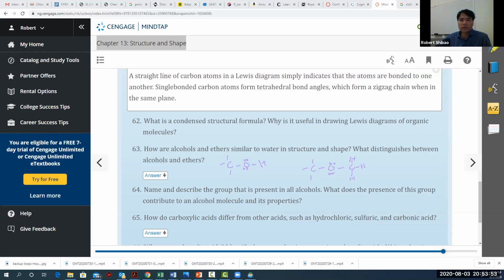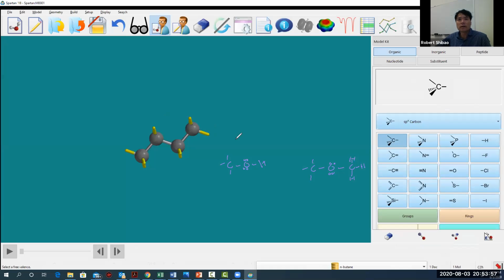We can build one pretty quick in Spartan too. All right, so if I want to make this into an alcohol, I just will add an O and an H here. That's an alcohol. If I want to make this into an ether, I'll get rid of the H here and put another carbon. This is an ether, but you know, the oxygens can be very similar.